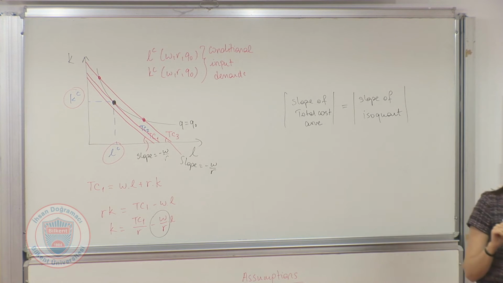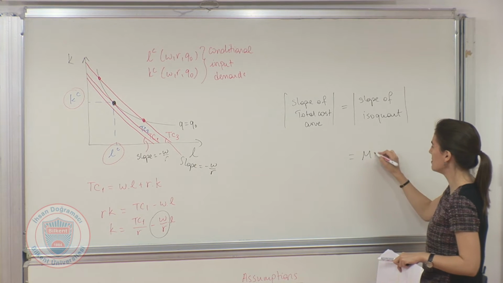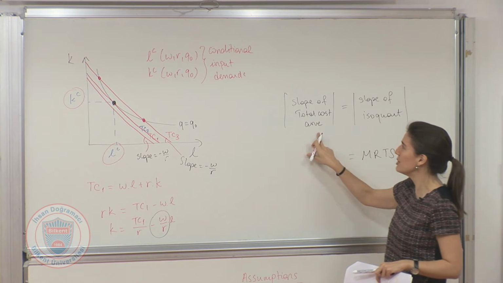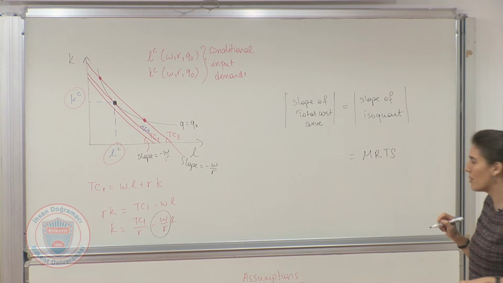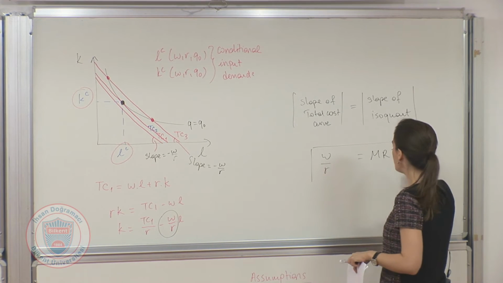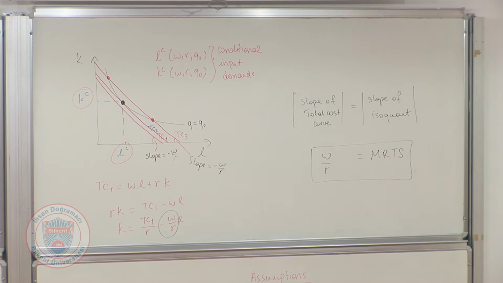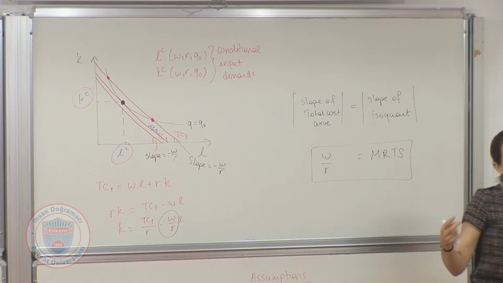Now, what is the slope of the isoquant? We learned it's called the marginal rate of technical substitution. So this is the marginal rate of technical substitution. What is the slope of the total cost curve? We just figured it out: minus W over R, but in absolute value, wage over R. So you see the optimality condition is just as in the expenditure minimization, where we had marginal rate of substitution equal to Px over Py. Here we have marginal rate of technical substitution equal to wage over R.